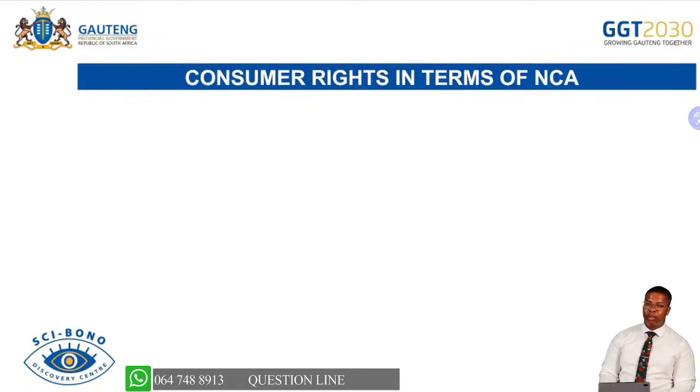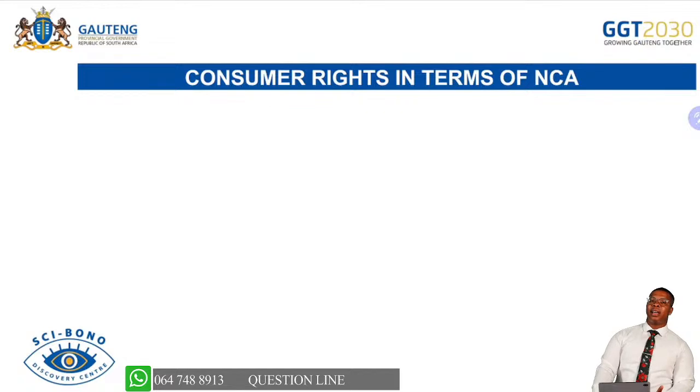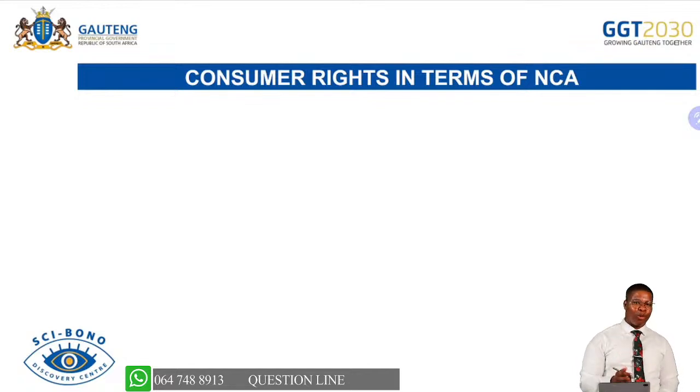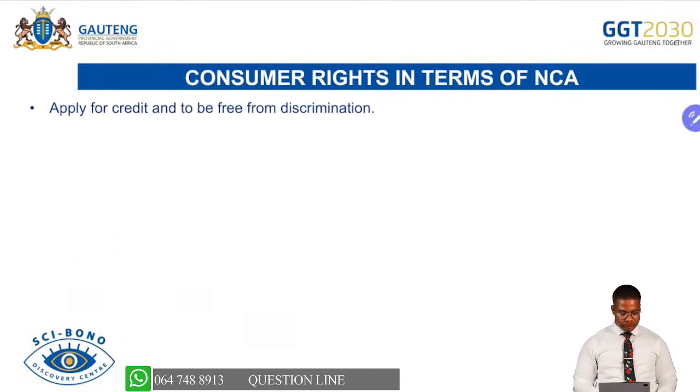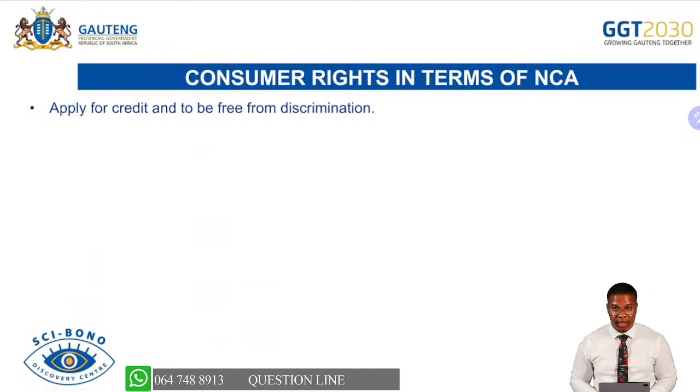Then, let's look into the different consumer rights. We'll start by looking into consumer rights in terms of the National Credit Act. Remember, these consumer rights will protect the consumer in the process of buying goods on credit. Number one, the first consumer right is that the consumer has a right to apply for credit and to be free from discrimination. Every consumer has a right to apply for credit.